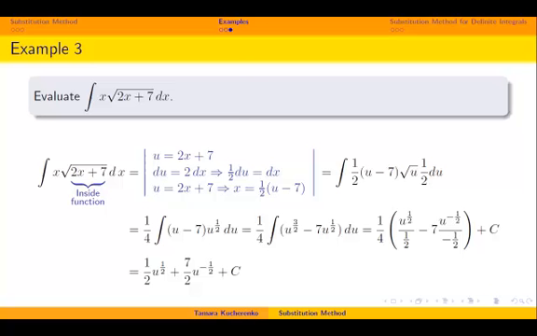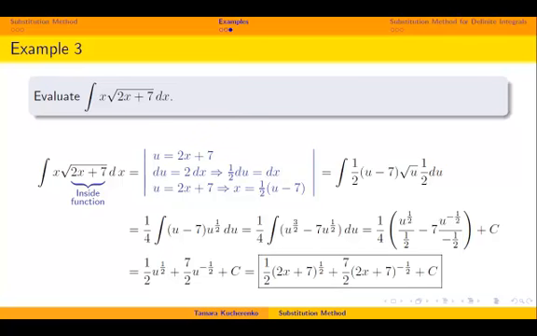The last step is to replace u by 2x plus 7. The answer is 1/2 (2x plus 7) to the 1/2 plus 7/2 (2x plus 7) to the negative 1/2 plus c.